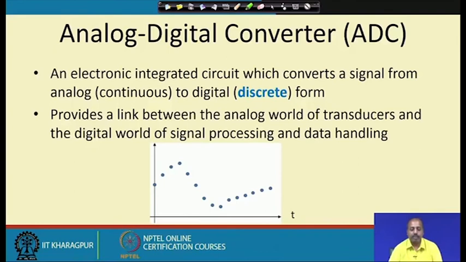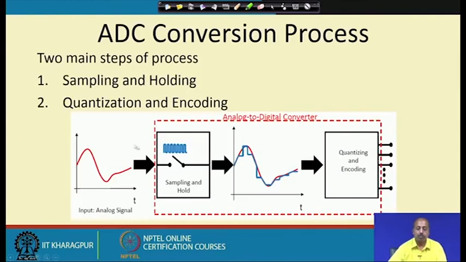So, this ADC is an electronic integrated circuit which converts a signal from analog to digital form. This is basically the signal that we have. Maybe we just look into this signal at some discrete points of time, and we see that its values are like this. This is basically a sampling of the signal at different time instants. The ADC conversion process has two main steps. One is called the sampling and holding, and the second part is the quantization and encoding.